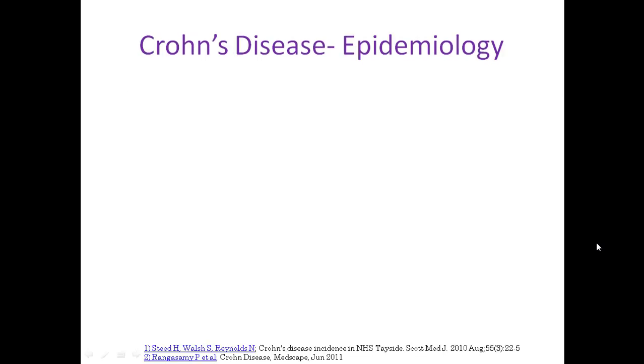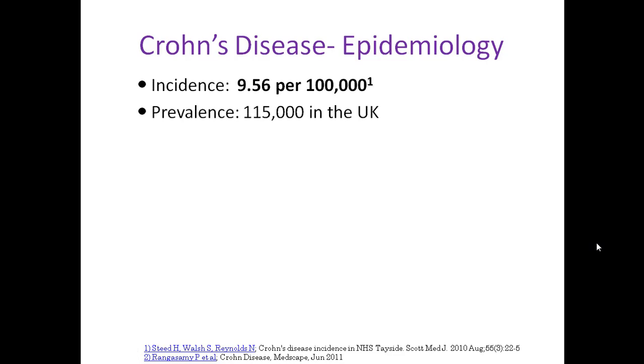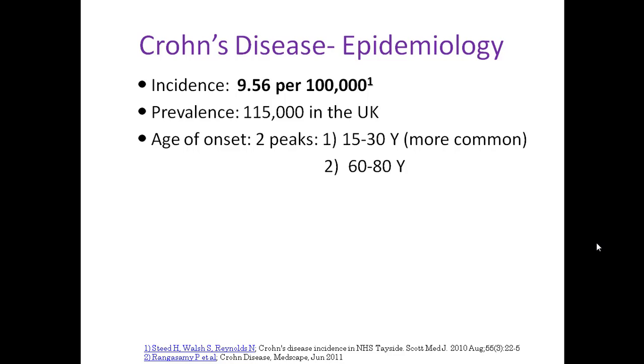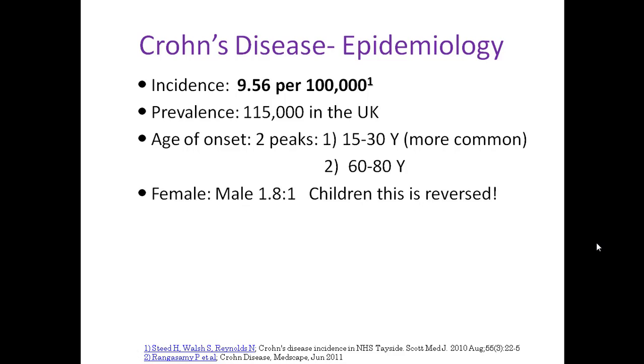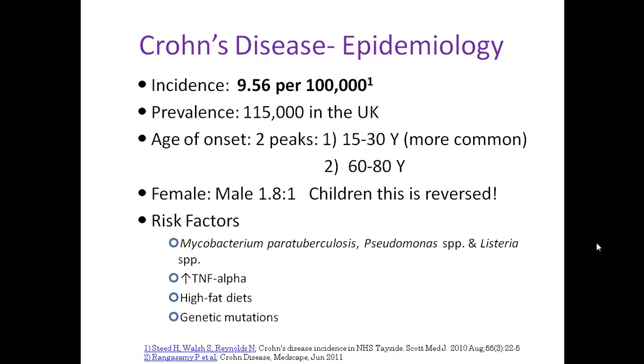The incidence of Crohn's disease is 9.56 per 100,000, and there is a bimodal peak age onset, one between 15 to 13 years of age, which is more common, and the next between 60 to 80 years of age. Certain risk factors have been associated with IBD, including increases in TNF-alpha, high-fat diets, and certain genetic mutations.